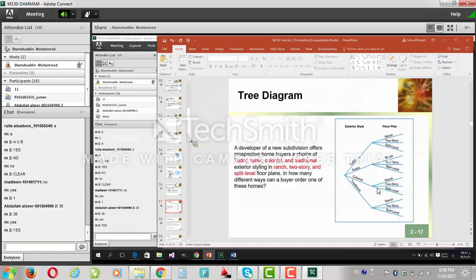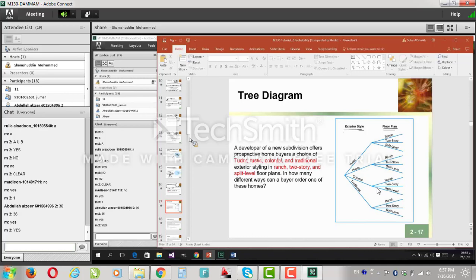Let's have this example. We have a developer that is developing and they are offering homes for a buyer, and the choices of the houses has 2 things: exterior style, which is the exterior design of the house, and the floor plan, meaning the number of floors in the house. Okay, so they are developing homes here, and I'm trying to see how many options the buyer has.